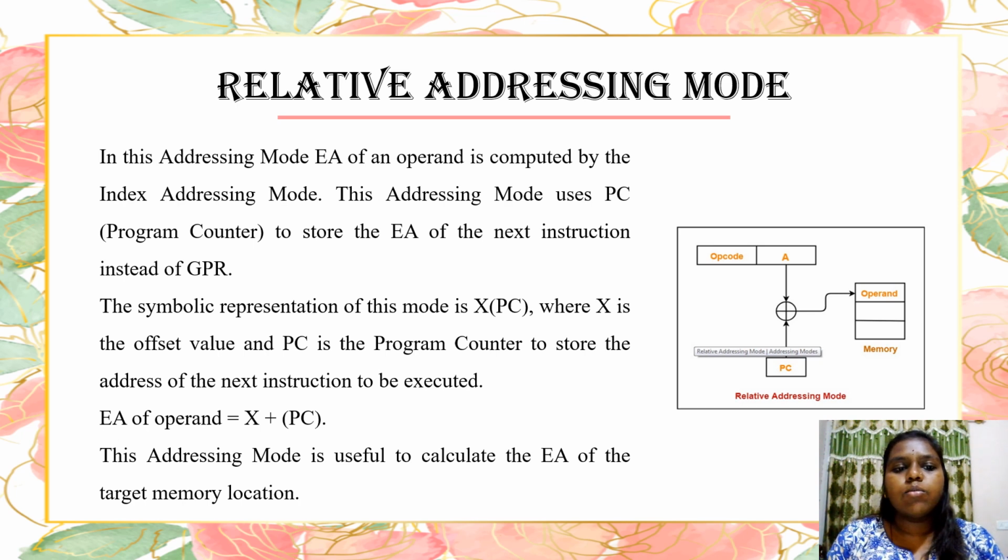Relative addressing mode. In this addressing mode, EA of an operand is computed by the index addressing mode. This addressing mode uses PC to store the EA of the next instruction instead of GPR. The symbolic representation of this mode is X(PC), where X is the offset value and PC is the program counter to store the address of the next instruction to be executed.